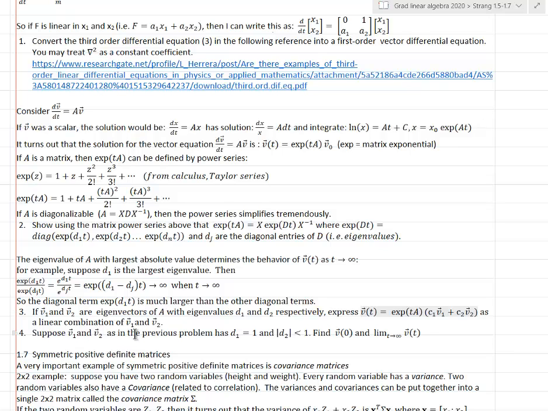Okay, suppose V1 and V2 are, as in the previous problem, have D1 equals 1 and absolute value of D2 less than 1. Find V of 0 and the limit as t goes to infinity of V of t.